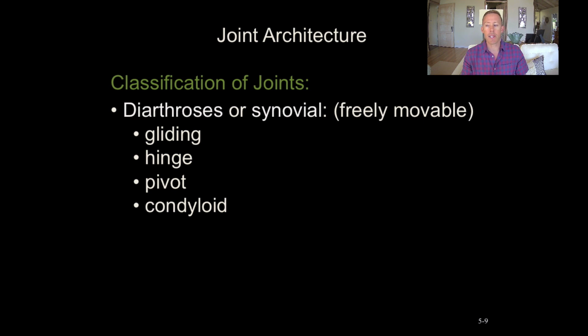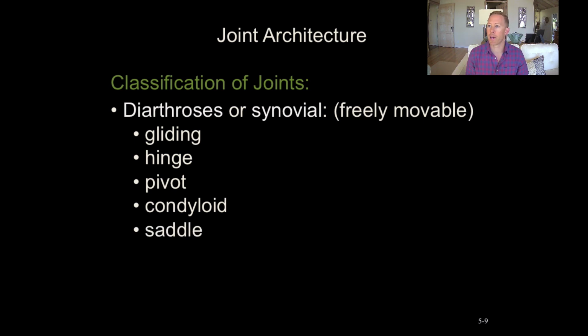Condyloid joints. Certain finger joints will fit into this, like the knuckles on your hands, where they can move into flexion and extension, but they also have the ability to rotate in other movements. The knee will often be classified here because it has flexion and extension, but when you flex your knee, it also has internal and external rotation. So it's often described as a condyloid joint.